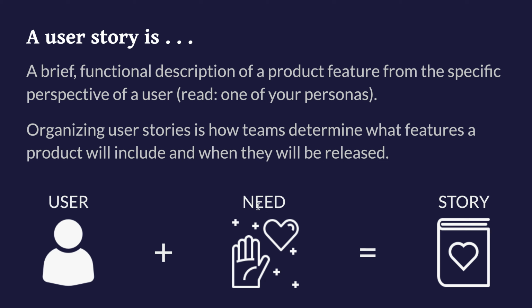So let's unpack this definition a little bit. A user story is brief, it's usually about a sentence in length, and it's a functional description. In other words, it's a description that's meant to be used, i.e., it has a function. It's a description of a product feature. So a product feature is something that a product does. In other words, a feature of a website or an app, like you can upload videos is a feature, you can share or like, that's a feature. There are thousands of different kinds of features.